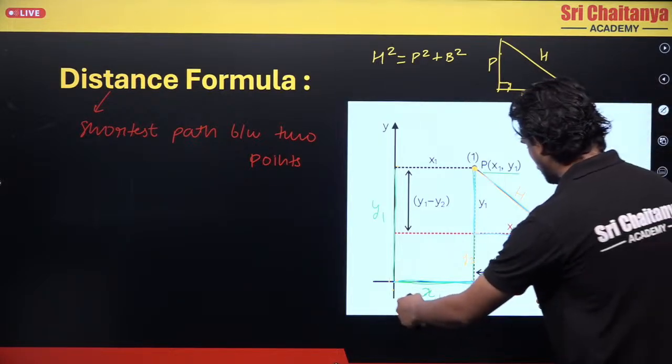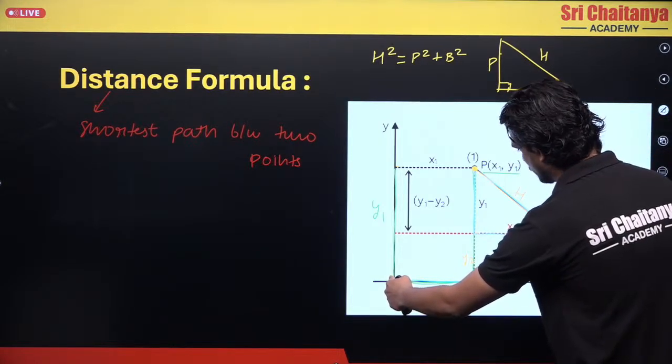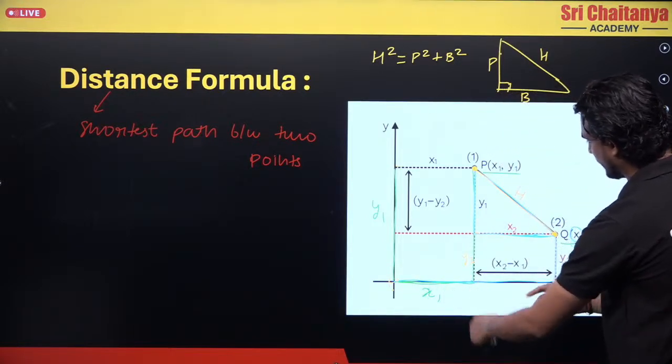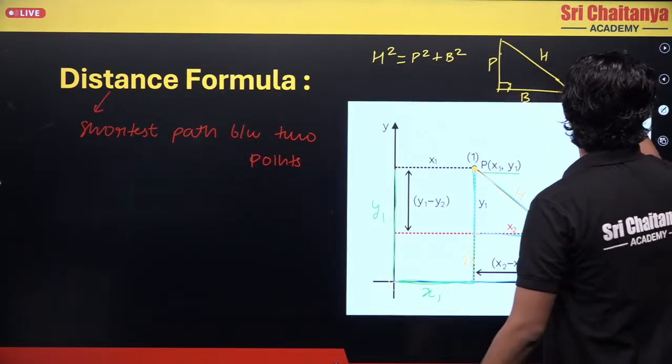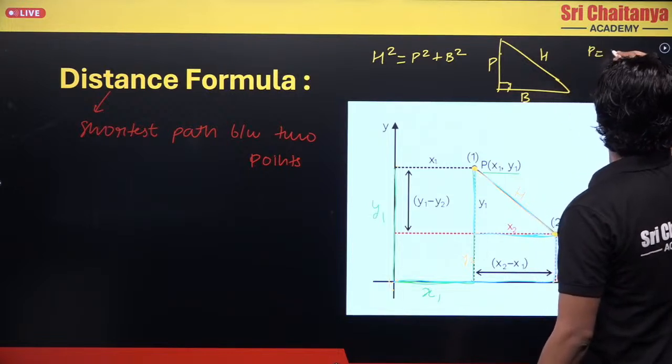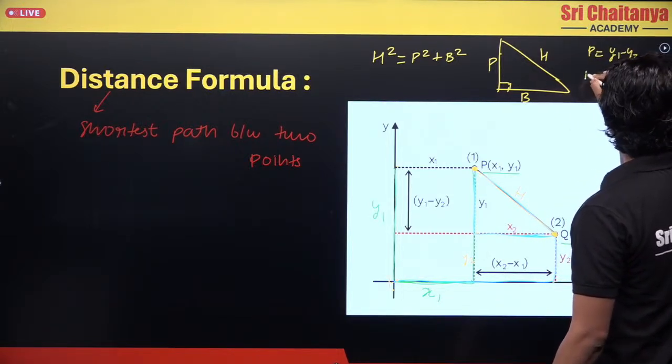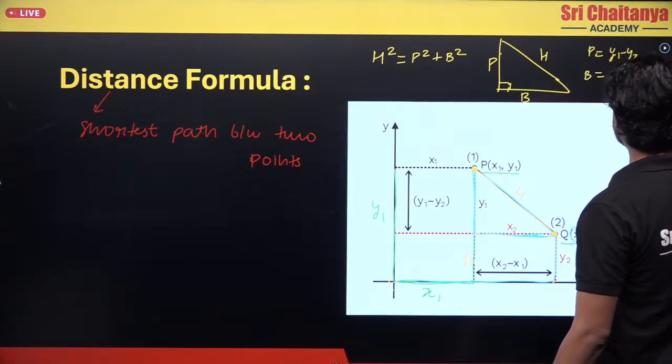Similarly, if you look here, what is this length? This red length is x2. And if I remove this x1, what will I get? x2 minus x1. So basically what is my P? P is y1 minus y2. And what is B? B is x2 minus x1.